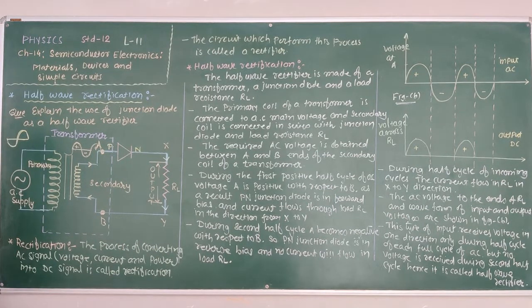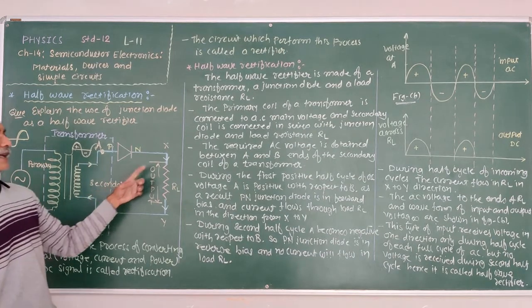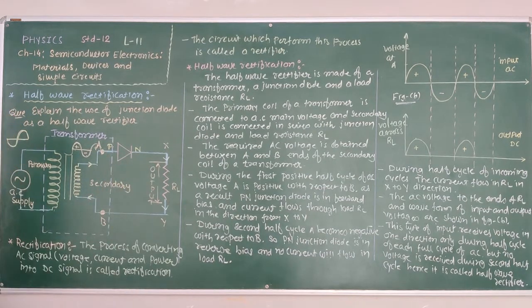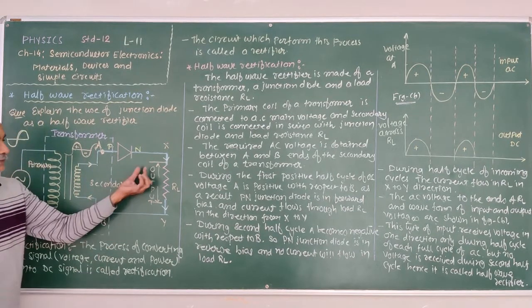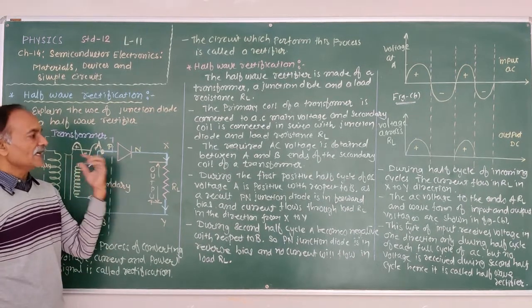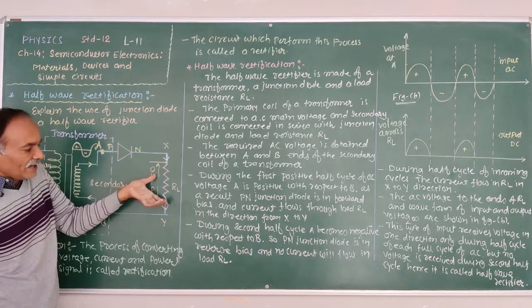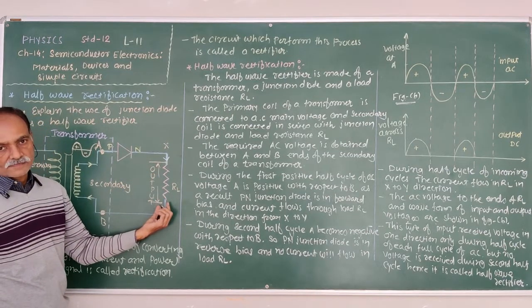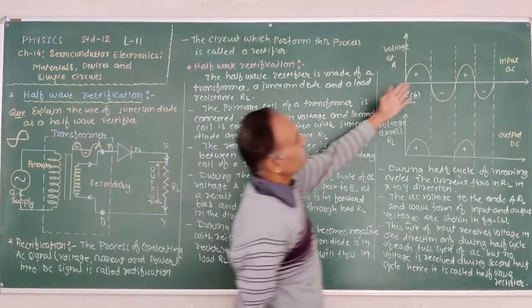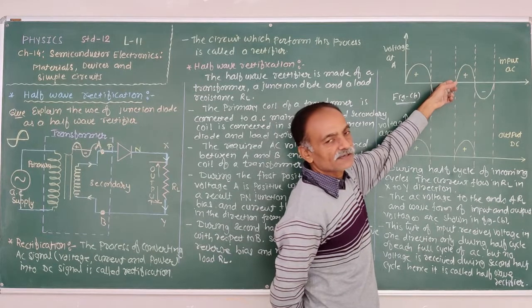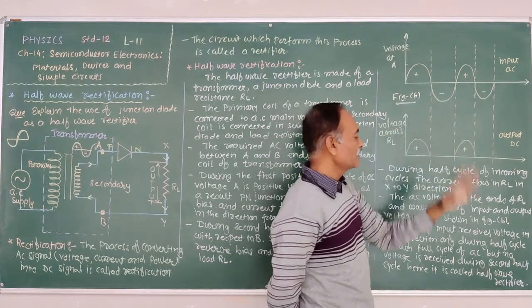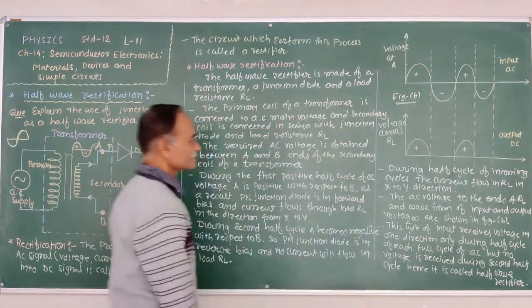The input AC voltage and the output voltage across the ends of RL, with their waveforms, are shown in the figure. That means figure B shows the input AC voltage and the voltage across the load resistance.